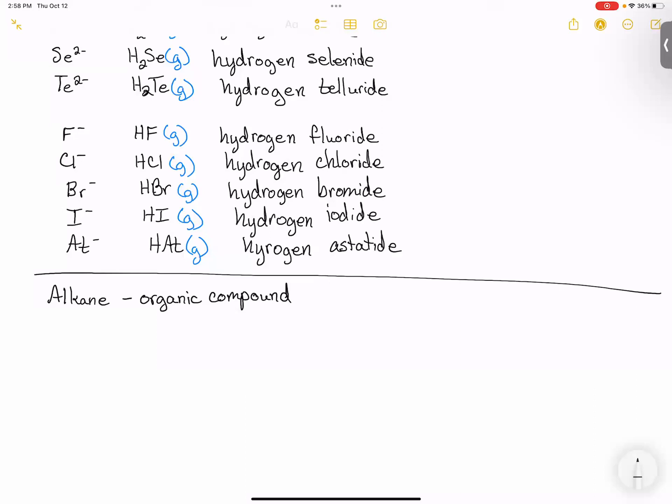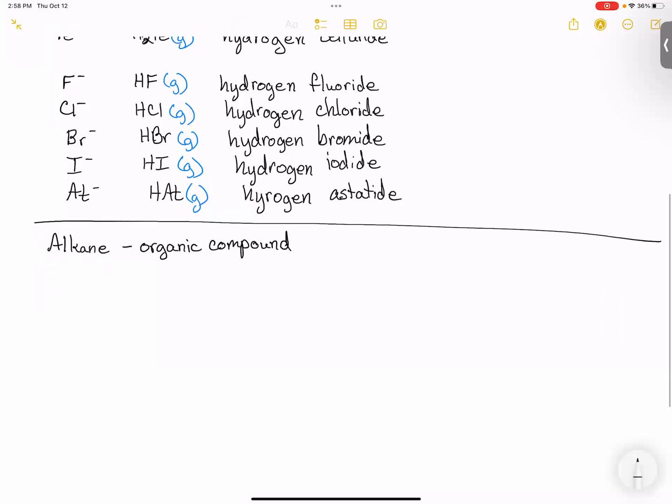So I go ahead and spend a few minutes on the alkanes, but not every class does. So an alkane is an organic compound. It is the first organic compound you're going to encounter if you take organic chemistry, because it is the simplest of all organic compounds.